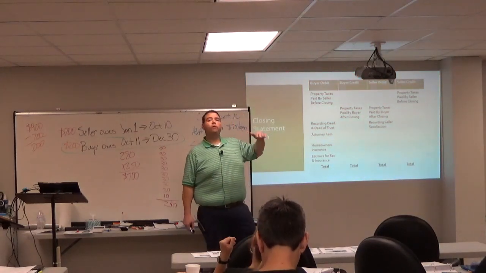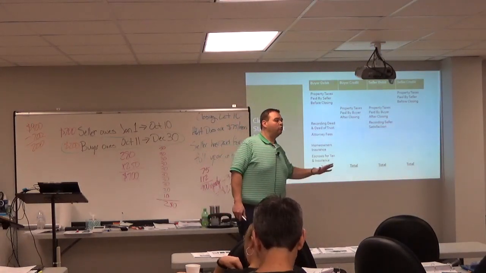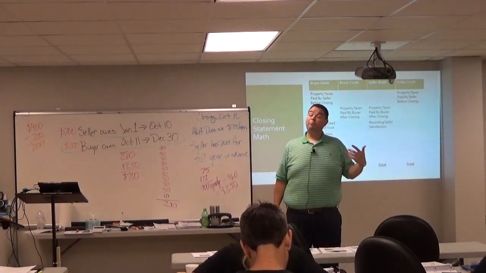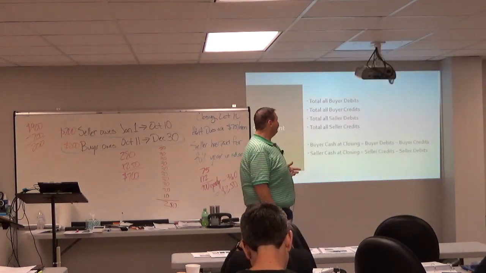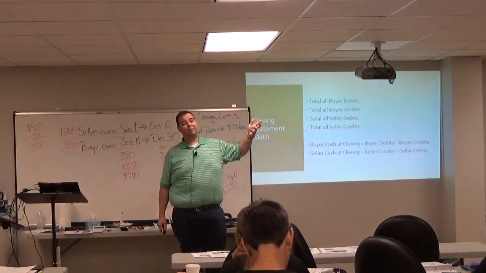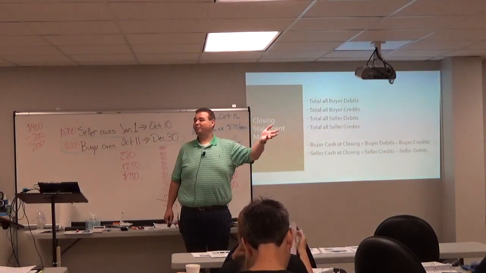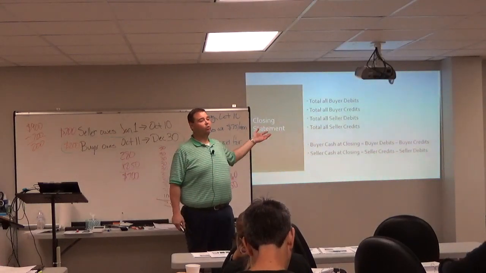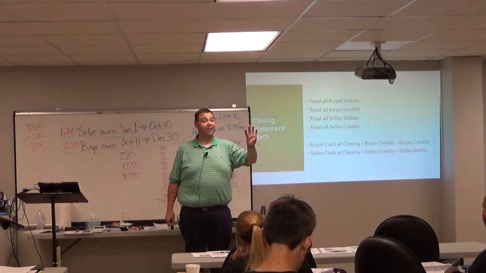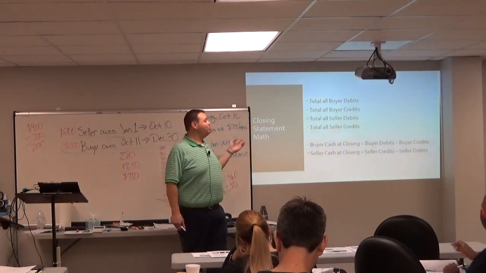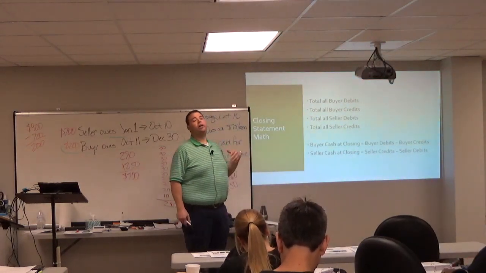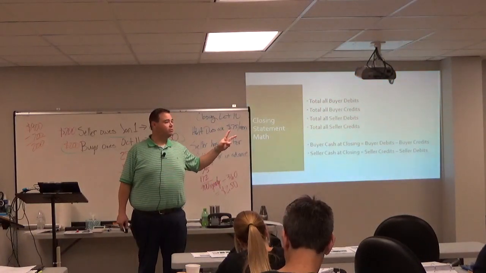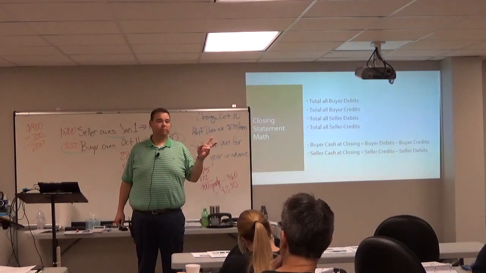Don't worry about anything else, because if you get these things in the correct column, the math is just this simple. Total up your buyer debits, total up your buyer credits, total up your seller debits, total up your seller credits. You've got four totals now, right? And the buyer's cash at closing, what we call cash to close, is just the difference between the two buyer numbers. Big number minus little number.